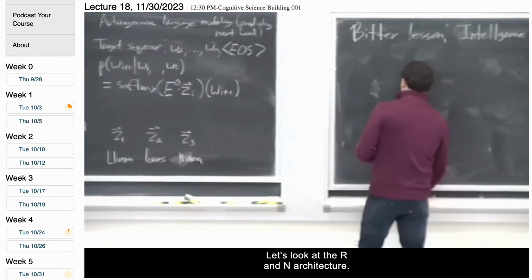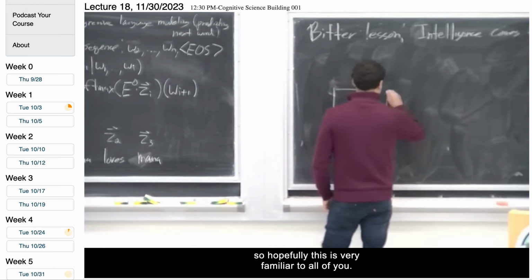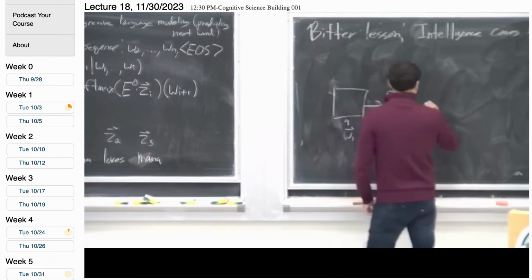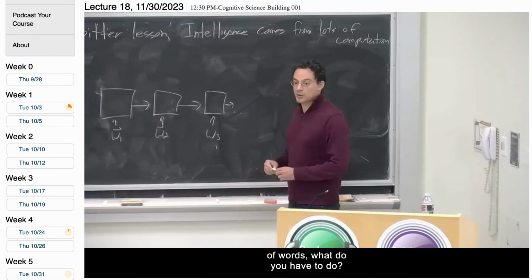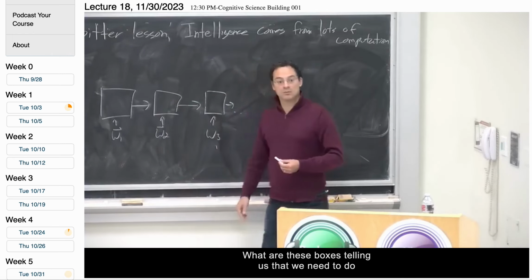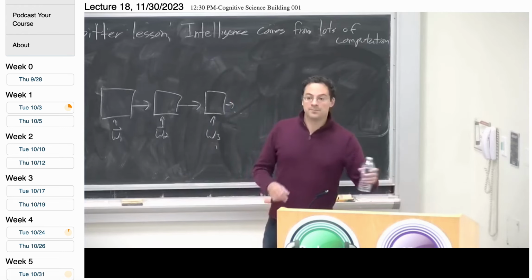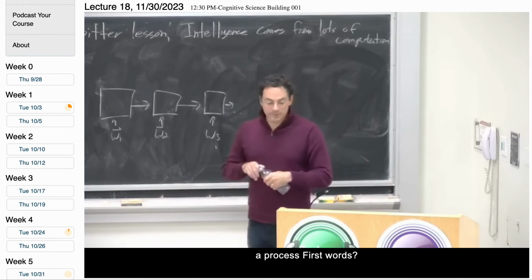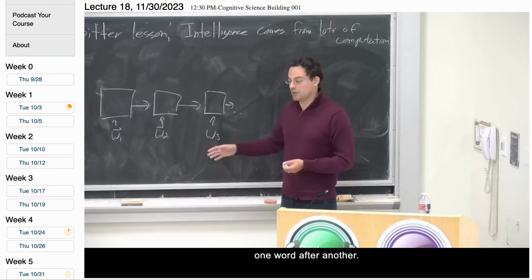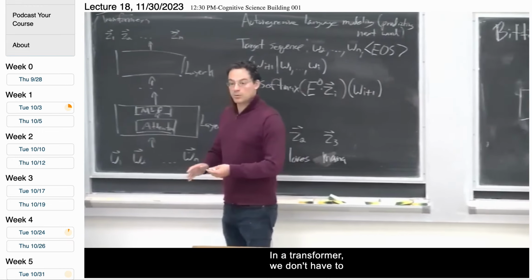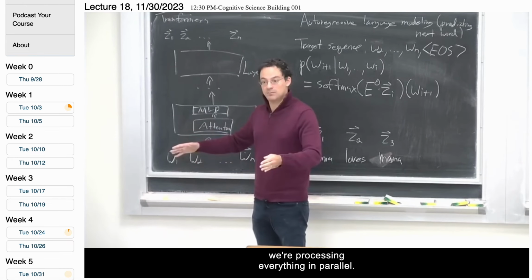Let's look at the RNN architecture. Remember, you did this on your homework, so hopefully this is very familiar to all of you. If you want to process a sequence of n words, what do you have to do? What are these boxes telling us that we need to do? Exactly, everything's sequential. In an RNN, we process all the words sequentially, one word after another. In a transformer, we don't have to wait until the first word is done processing to process the second. We're processing everything in parallel.